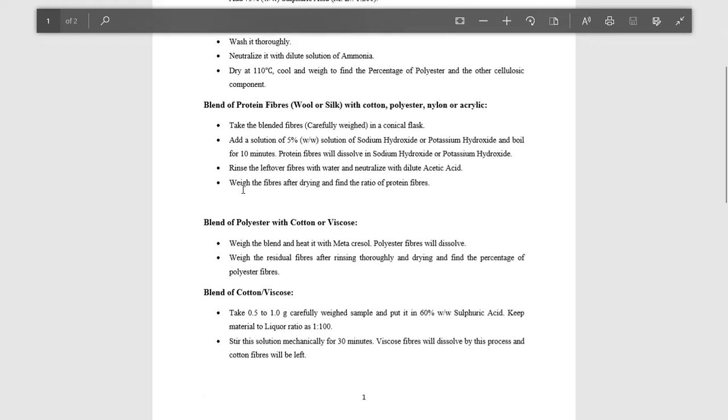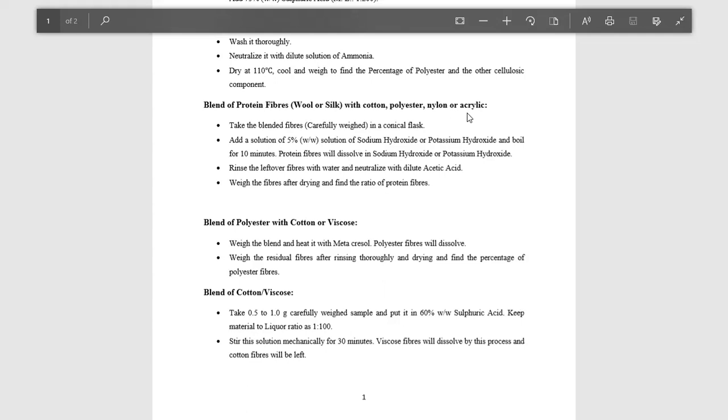Blending of protein fiber, wool or silk, with cotton, polyester, nylon or acrylic. If we have a piece of cloth made up of protein fibers with cotton, polyester, these are the mixture of the cloth. The cloth will be a mixture of these fibers. So we can easily find out the percentage of different fibers in a cloth.